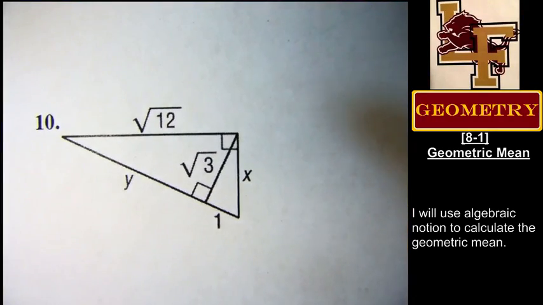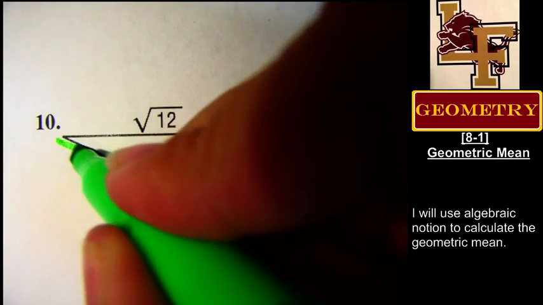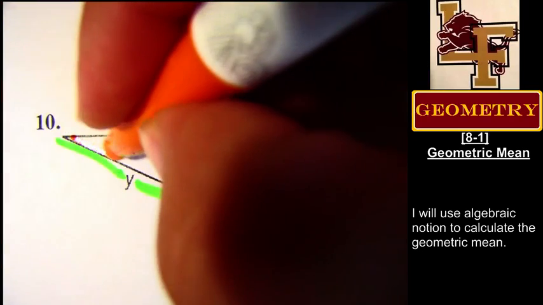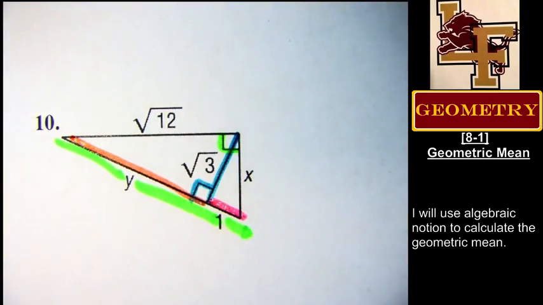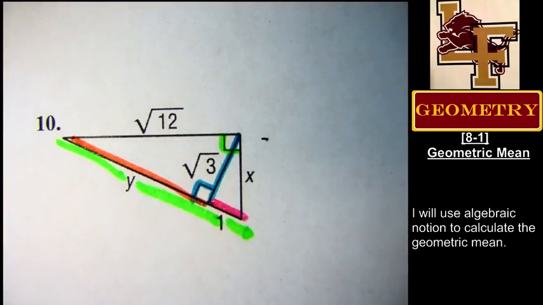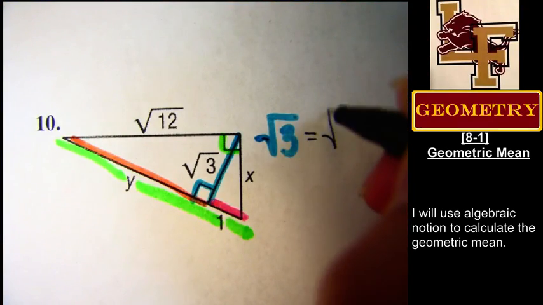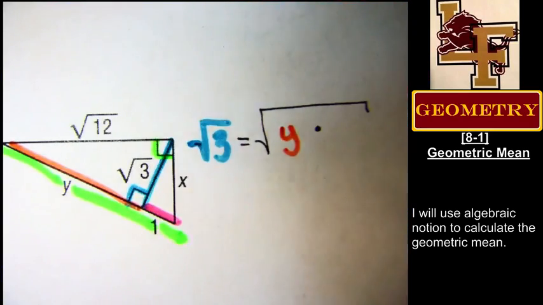All right, number 10. Do I have a big right triangle? Yes, there's the right angle. That makes this the hypotenuse. Here is the altitude, and it is equal to the two pieces of the hypotenuse multiplied together, and then we take the square root of it. So the altitude is the geometric mean of each piece of the hypotenuse.